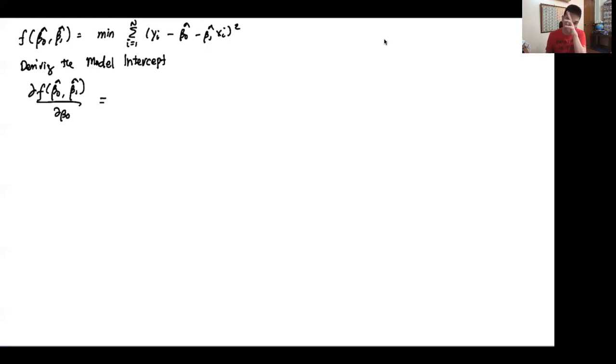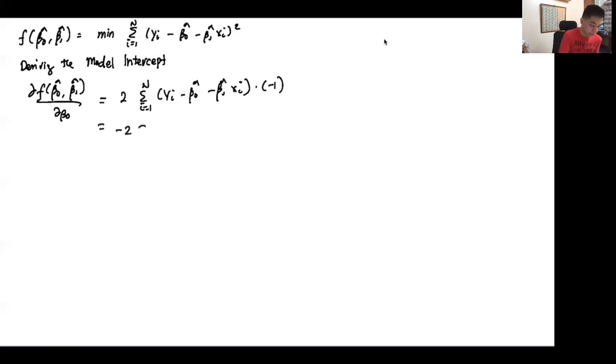Okay, so if you look at the function, you have an exponent raised to 2, so we can use the chain rule. So that's 2 summation i equals 1 to n of y sub i minus beta naught hat minus beta 1 hat x sub i. So we're deriving with respect to beta naught. So what's the coefficient of beta naught? And that's -1. So we multiply this by -1, and we get -2 summation i equals 1 to n of y sub i minus beta 0 hat minus beta 1 hat x sub i.